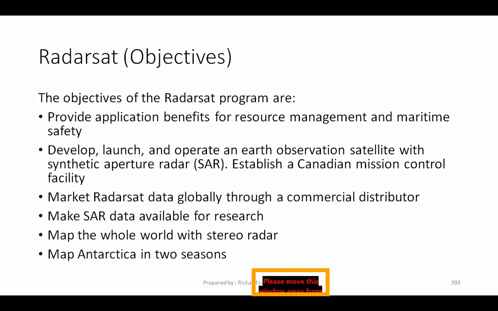Some of the objectives of this Radarsat are, you can just make a note of this. These are some of the important points that you can think of when you are discussing Radarsat.